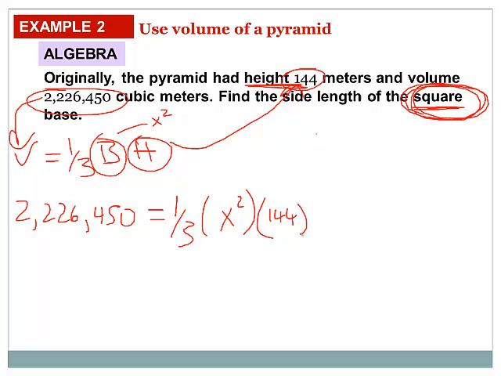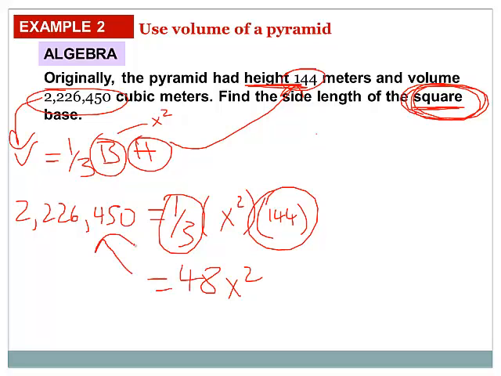So now what you have to do is solve for your x squared. I'm going to do the 1/3 times the 144, and that gives you 48. So 48 x squared equals 2,226,450. To solve for x squared, you do 2,226,450 divided by the 48.